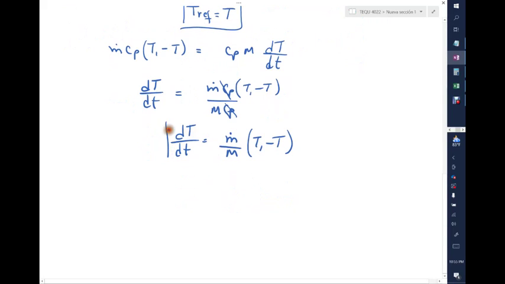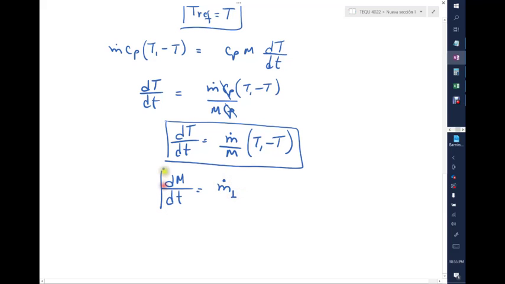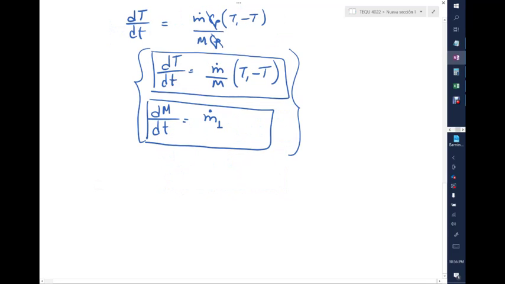Now, since you are adding material into this vessel, the mass will change as well, but that's easy, because the change of mass in this vessel is going to be equal to m dot. That's basically it. The mass getting into the tank. So we end up with our second equation. So now we have these two differential equations. Now these two differential equations can be used for two things. One of them is called dynamics.